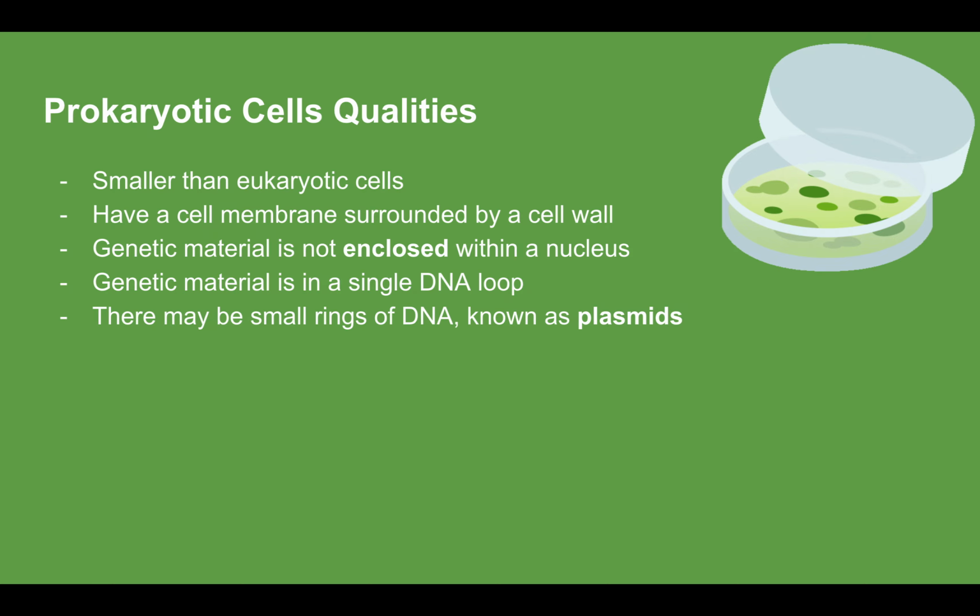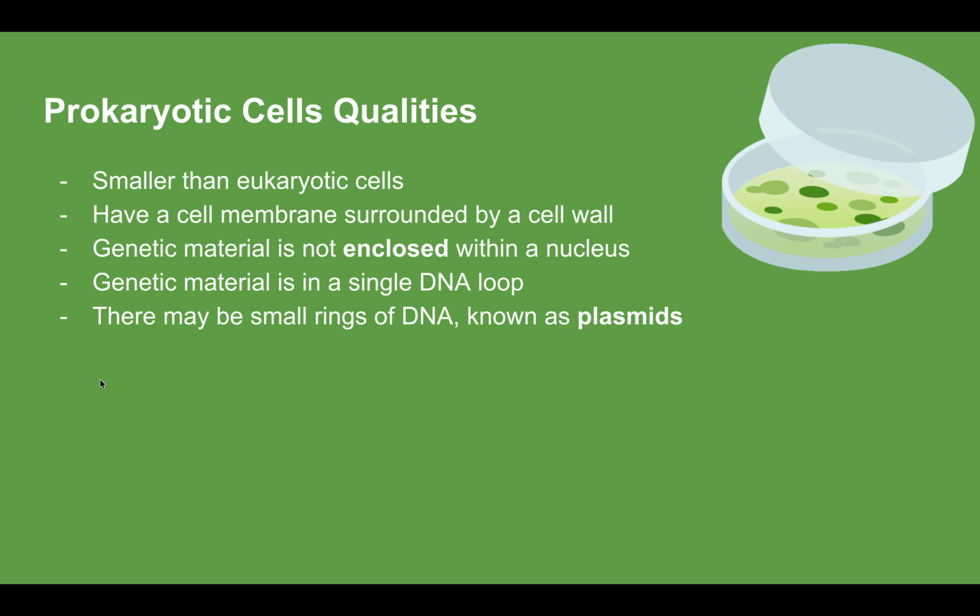Prokaryotic cells. These are typically smaller than eukaryotic cells. They have a cell membrane that is surrounded by a cell wall. The genetic material is not enclosed within a nucleus. Please remember enclosed, as it is a scientific term. Genetic material is in a single DNA loop. There may be small rings of DNA, also known as plasmids.